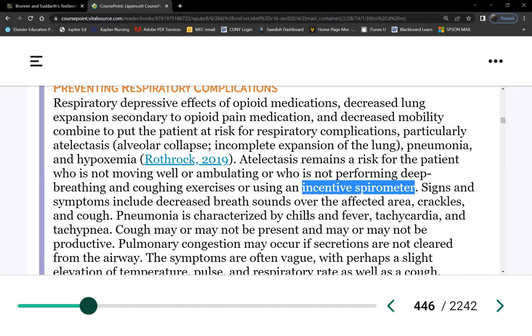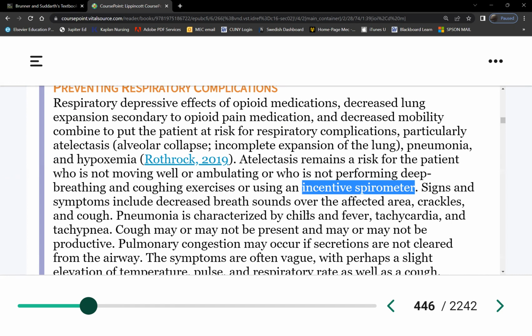That cup there is your incentive spirometer. Show us how to use it. You have to blow it very hard, right? Thank you. Anybody else have different instructions? Isn't that the one you inhale? Okay, so we inhale.